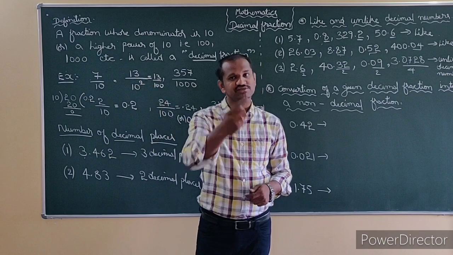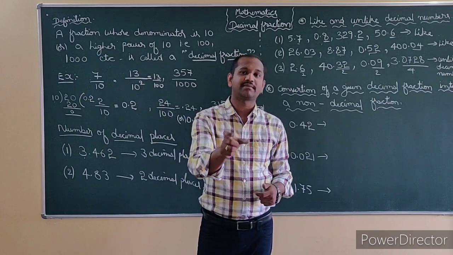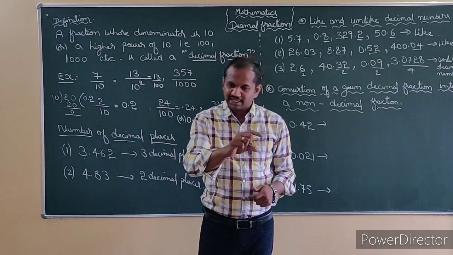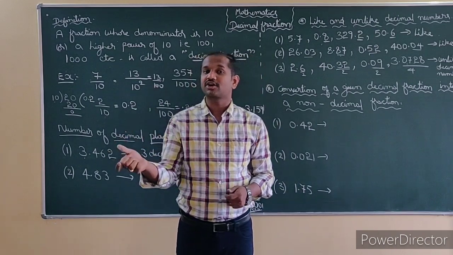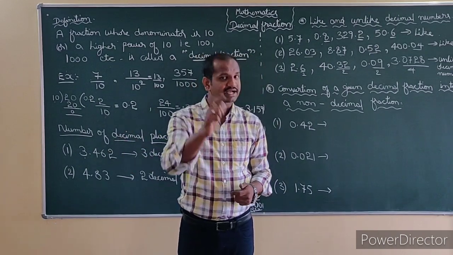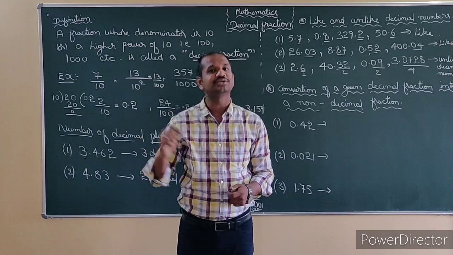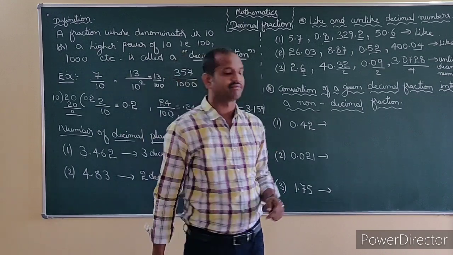In the case of fractions, we all know how we found like fractions: by the denominators. If the denominators are the same, they are called like fractions. If the denominators are not the same, they are called unlike. And we converted unlike fractions to like fractions in the same way.